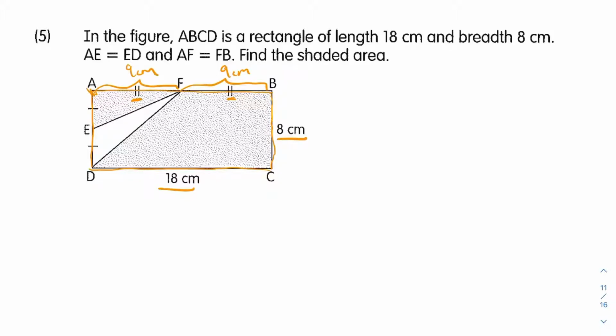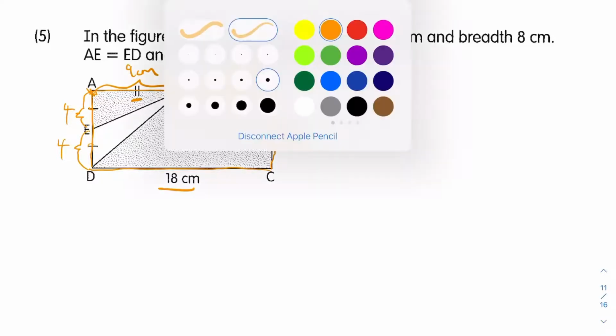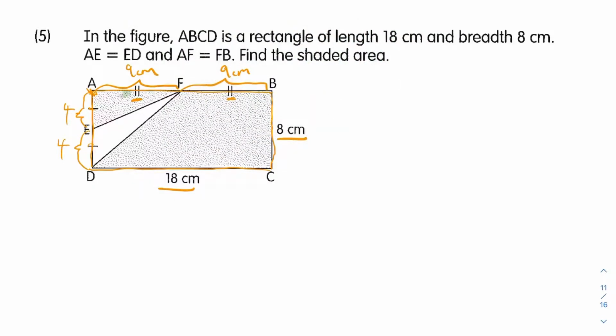AE is equal to ED. So these two lengths are equal as well. So this would be 4 and this would be 4 as well. We need to find the shaded area, which is, let's use a lighter shade of green, so this part here and this whole part. You can see I'm having quite a bit of fun shading them here. Okay, you can use a highlighter to carefully shade the shaded parts as well.